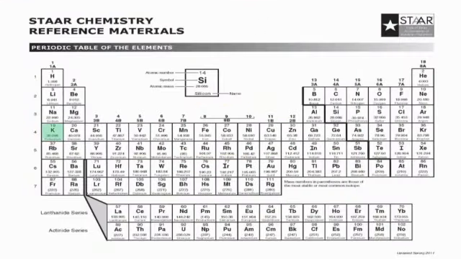Let's review. Ionic bonding happens when a metal and a nonmetal get together. Potassium is a metal and will form a cation when it loses electrons. Oxygen is a nonmetal and will gain electrons, forming an anion. When these two elements get together, they form an ionic compound called potassium oxide.